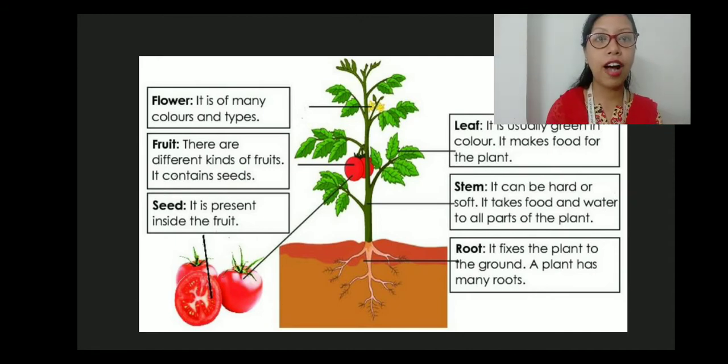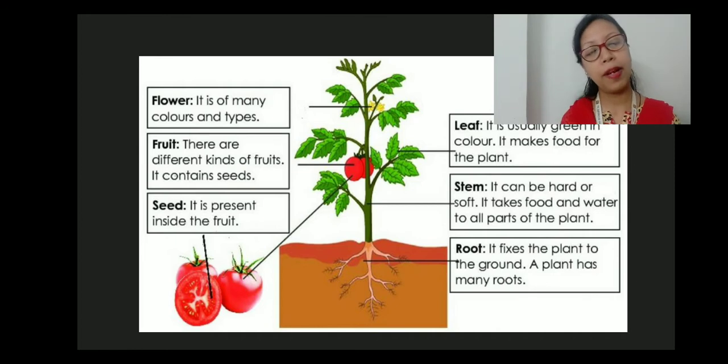Then we have the flower. When we talk about flowers, there are different types of flowers with different colors. Suppose this tomato plant has yellow flowers. Then some other plant might have white flowers. So they differ from plant to plant.